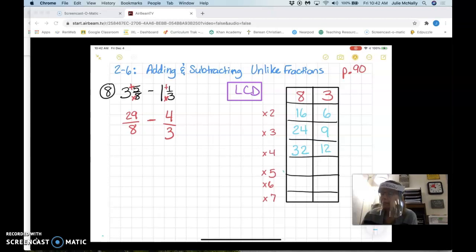What's 4 times 8 again? 32. And then 5 times 8 is 40. That's right. And 3 times 5 is 15. No matches yet, so we keep going. 8 times 6. 48. Mm-hmm. And 3 times 6?